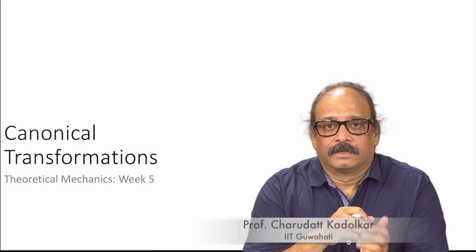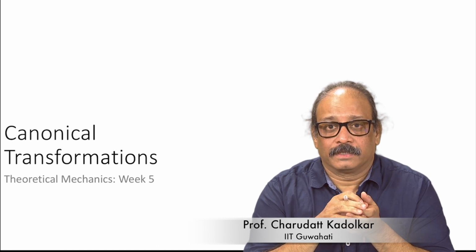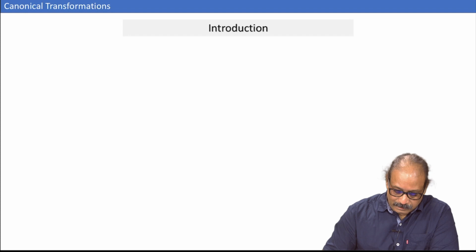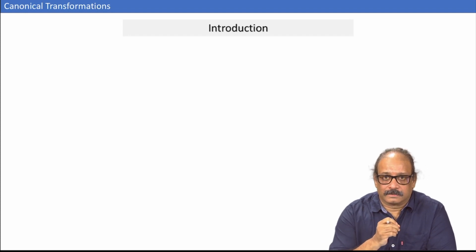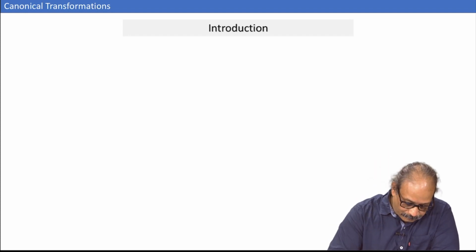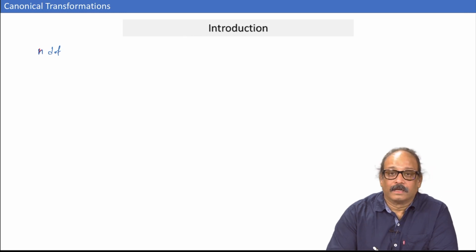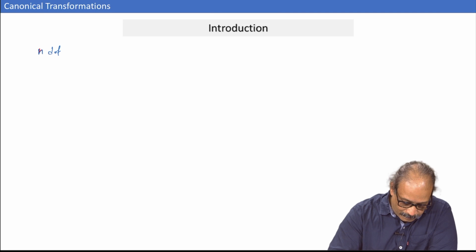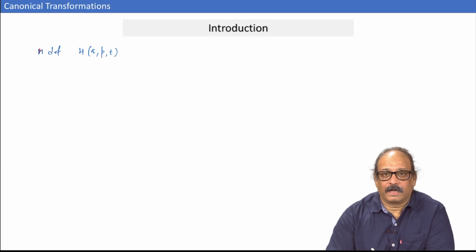Let us start by motivating ourselves about canonical transformations. Now, let us consider a system with n degrees of freedom and described by a Hamiltonian. So, the Hamiltonian of the system, which is a function of q, p and t.